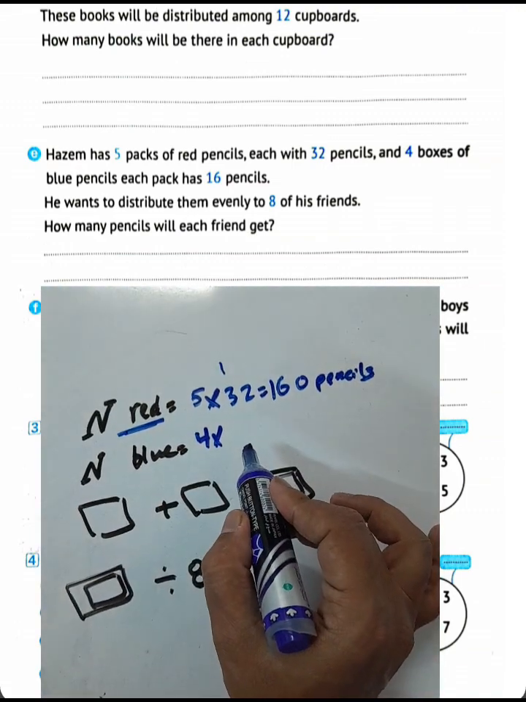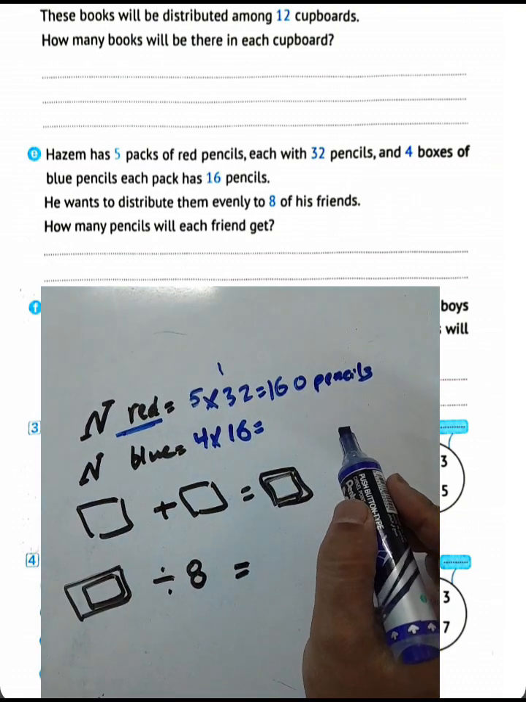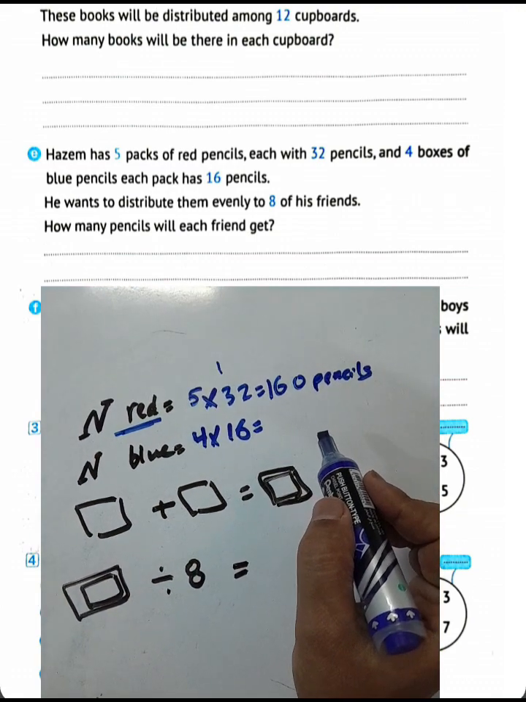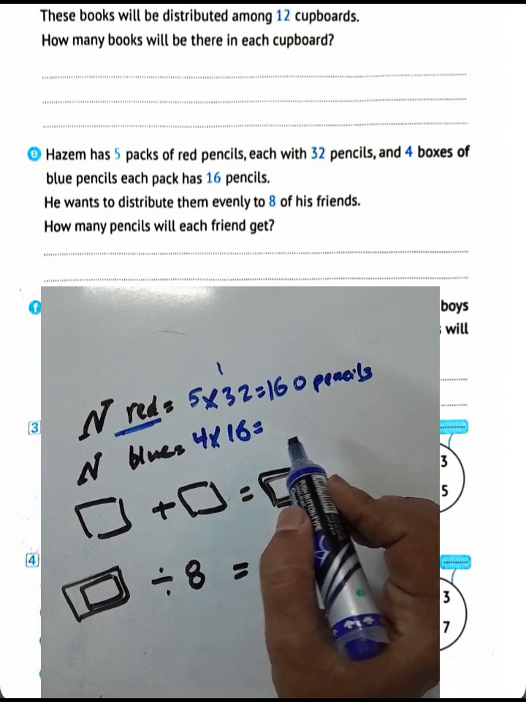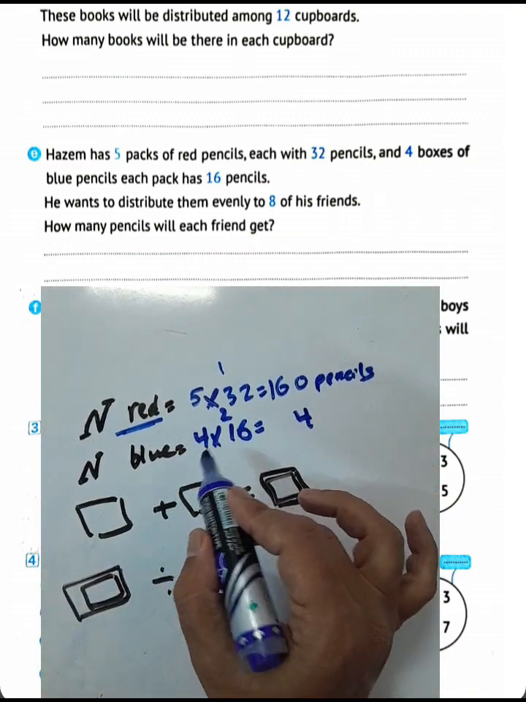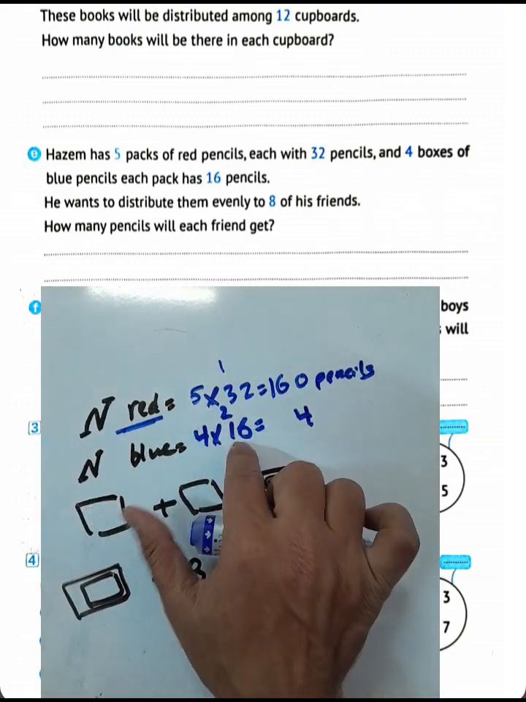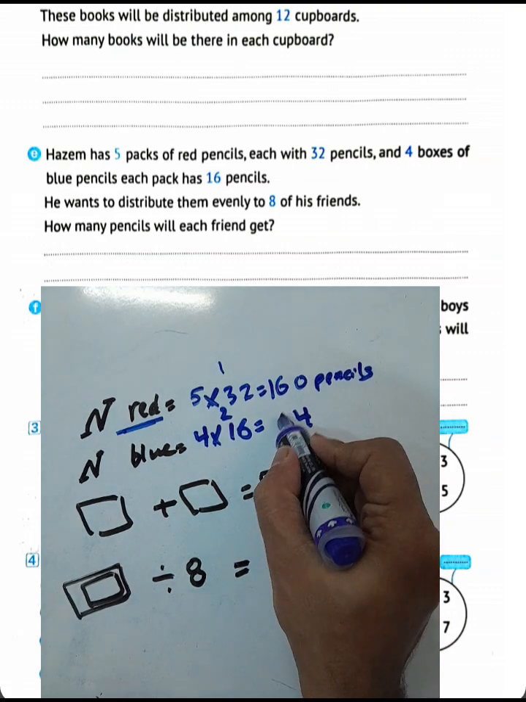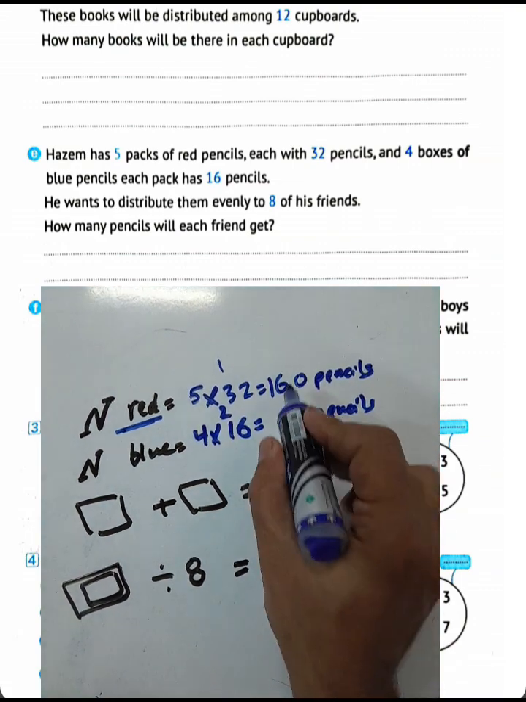Right here, pencils. And for the number of blue pencils, we have 4 boxes, and each bag has 16 pencils. 4 times 6 equals 24, write 4 and carry 2. 4 times 1 equals 4 plus 2 equals 6. We have 64 pencils. Now we will add them.